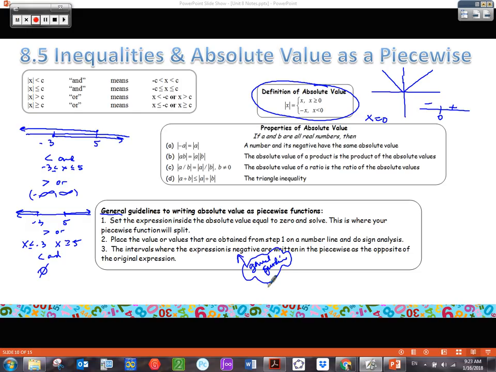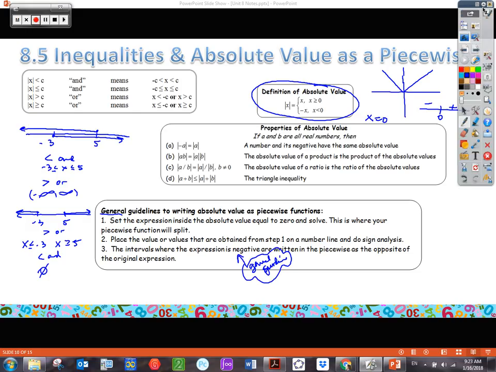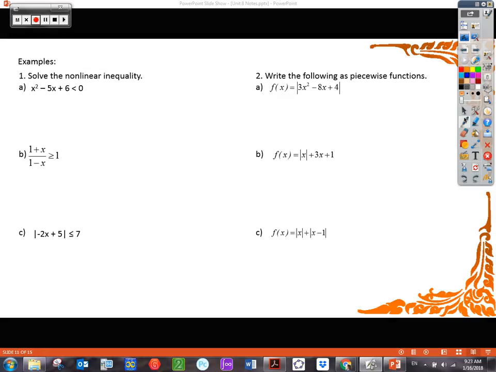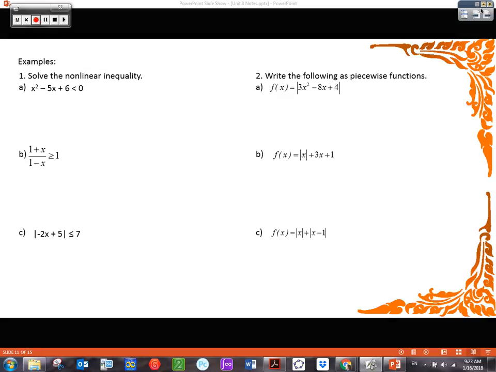All right, so let's jump into our examples on the next page. We're going to start with what we are familiar with, inequalities, solving nonlinear inequalities. The first one is a polynomial. What we would do is factor it.